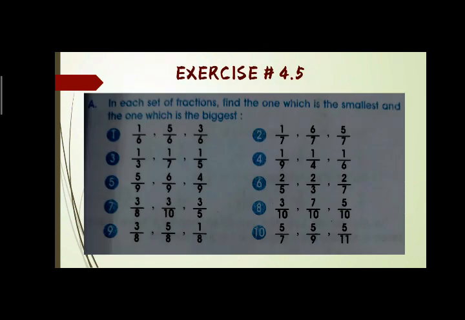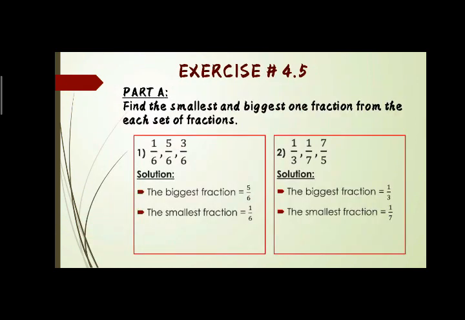Now move to the next one. 5 upon 6 is showing the more shaded part as compared to the other one. So 5 upon 6 is the biggest fraction among this set of numbers, because in like fractions, the bigger the numerator, the bigger the fraction number, and the smaller the numerator, the smaller the fraction number. Now move to part 2 from the same exercise.